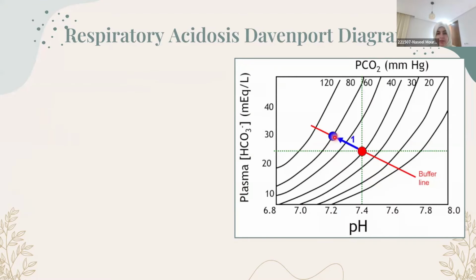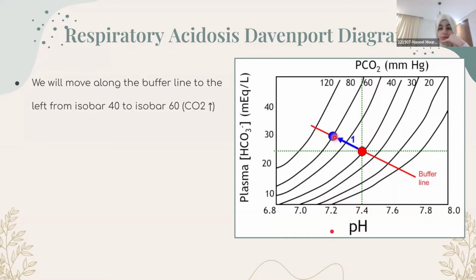Okay, now let's take this and extrapolate all that we said onto a Davenport diagram. Okay, so this is the normal buffer line. Now keep in mind any change that happens along the buffer line is a respiratory problem. So you're having this red circle going to this blue circle. So what's happening to the pH is going down. Okay, and you see that the bicarbonate increases. But is this the compensation? No, it's not. Okay, it just increases just a little bit. Okay, but you're still going into severe acidosis.